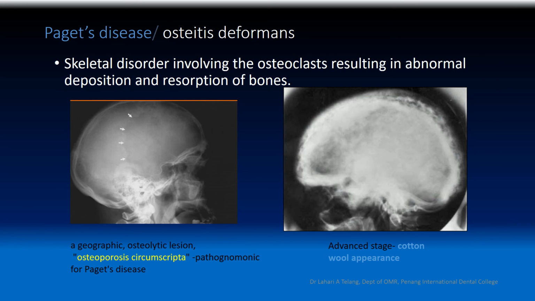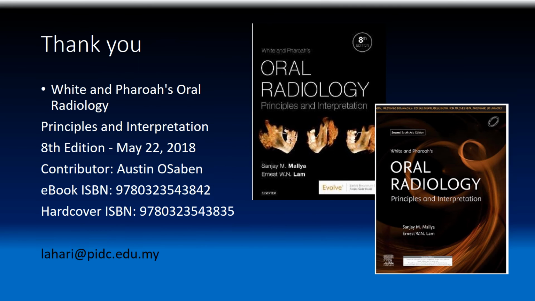Paget's disease, also called osteitis deformans, is a skeletal disorder involving osteoclasts, resulting in abnormal deposition and resorption of bone. You generally see osteolytic lesions, which could be seen on the skull over here, called osteoporosis circumscripta. In advanced stages, the term cotton wool appearance is used, where the entire skull or the jaw bone involved appears whitish because of the radio opacity and excessive abnormal deposition or resorption of bone.